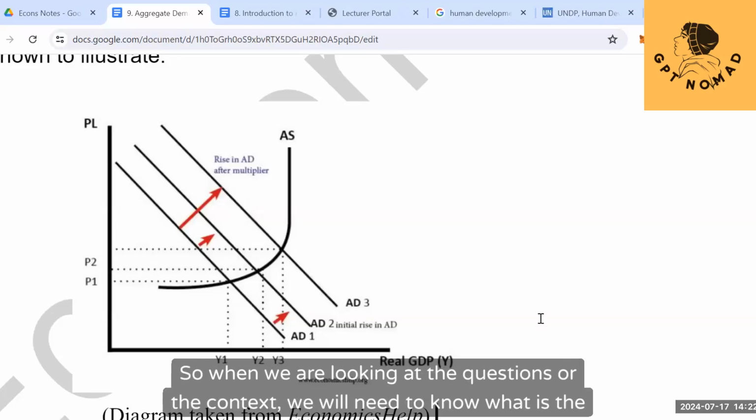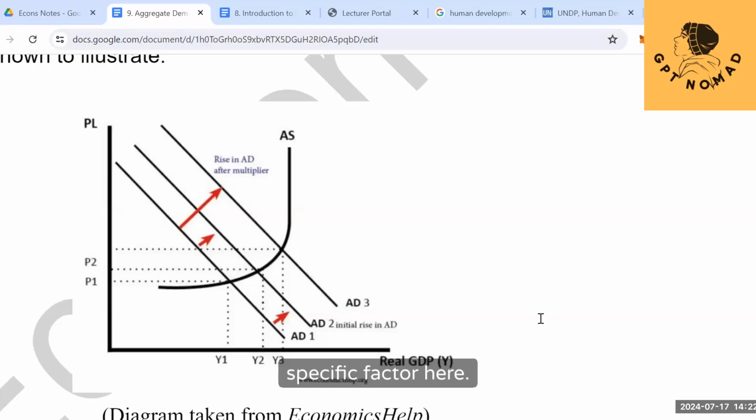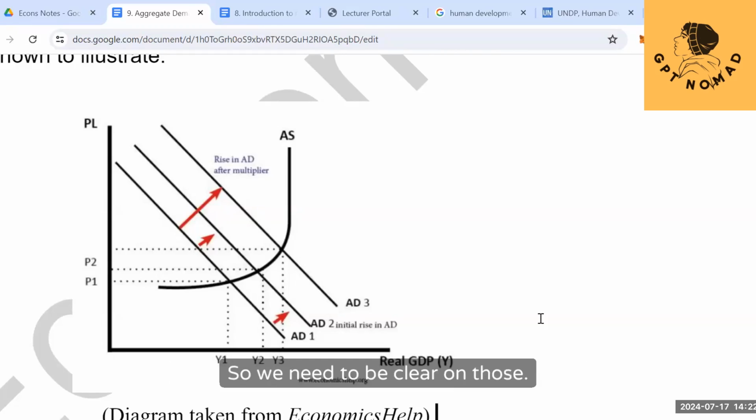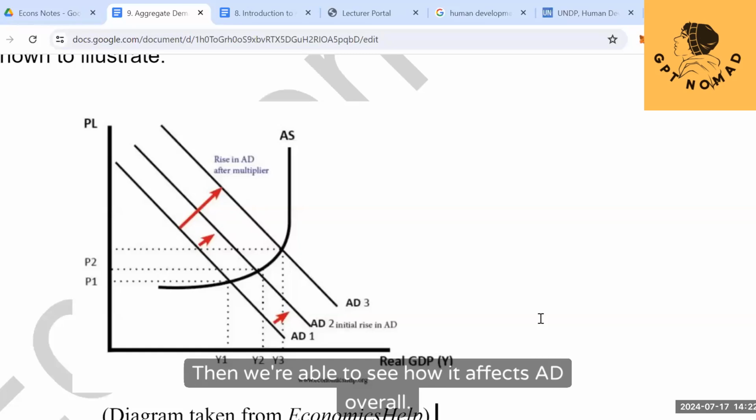So when we are looking at the questions or the context, we will need to know what is the specific factor here. What factor is affecting AD? Is it affecting the consumers? Is it affecting the firms or the government or the foreigners? Okay, so we need to be clear on those. Then we're able to see how it affects AD overall. So that is the understanding of the intuition over here.